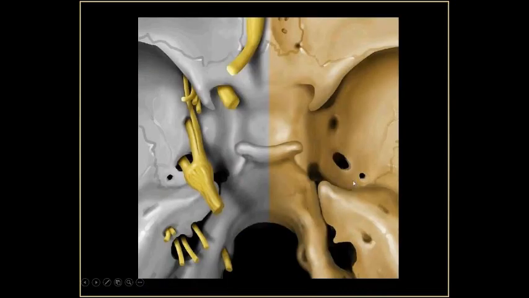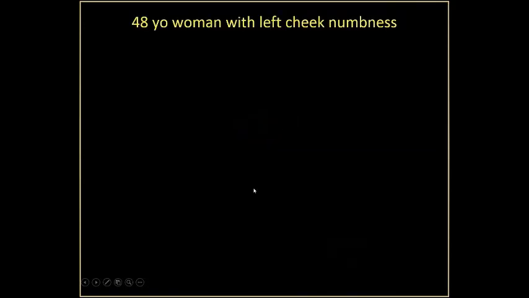All right, so far, we've reviewed the anterior skull base. We've looked at the optic canal. We've looked at the superior orbital fissure. We've looked at the foramen lacerum. So let's move on now and look at some more foramina in the central skull base.